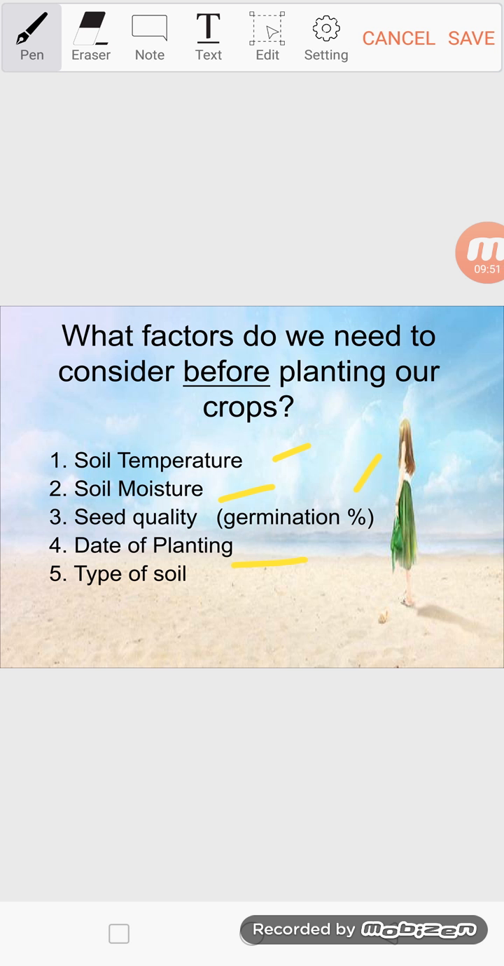Okay, so even though we don't have winter, spring, fall and all of that, we have our monsoon, and that affects the growth and development of the plants. And also the type of soil. Different plants, different seeds, they need different soil. Because the type of soil contains different nutrients.